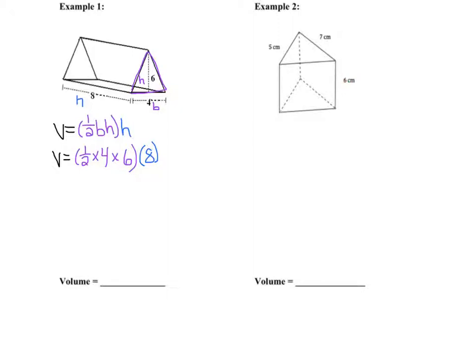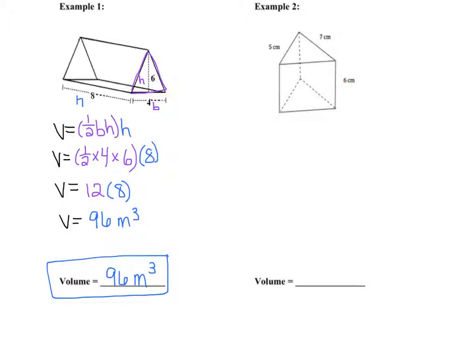Our next step to find our volume is I like to multiply inside the parentheses first. So 1/2 times 4 is 2, and 2 times 6 is 12. And now we're going to multiply it by the height of the solid, which is 8. Therefore, our volume is equal to 12 times 8 equals 96, and we're going to label that meters cubed. So our volume is 96 meters cubed.